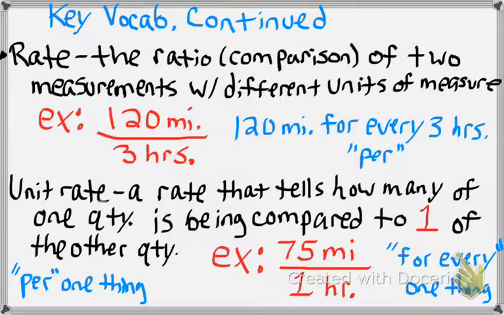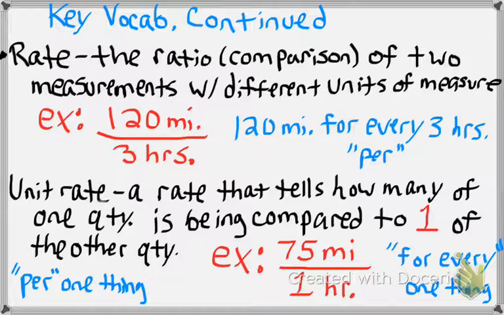The only difference between a rate and a unit rate is that in a unit rate, the denominator is a 1. It's still a rate, so you're still comparing things of two different units of measure, but the denominator will be a 1. So we want to know for per one thing, or for every one thing of the other item, of the other unit of measure. That's what makes it a unit rate.